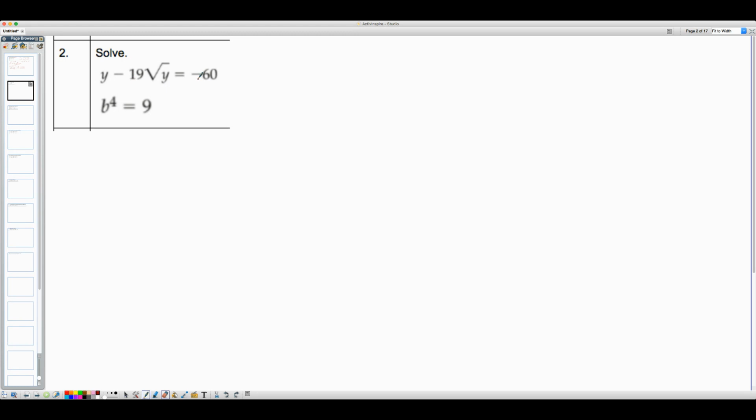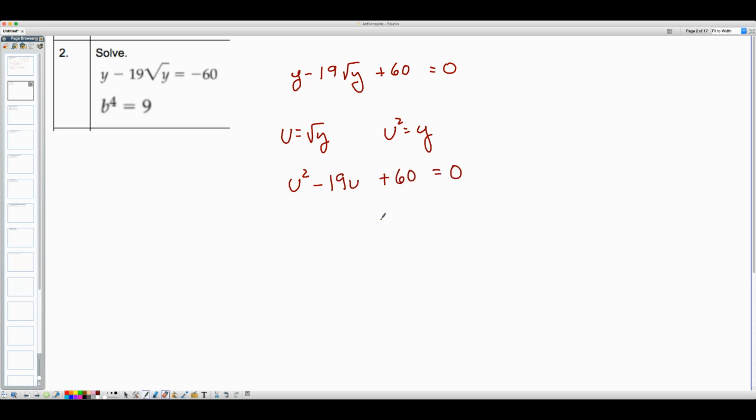Here we're supposed to solve this. And so I'm going to rewrite this, setting it equal to 0. I have y minus 19 root y plus 60 is equal to 0. And to do this, I want to substitute in, let's let u equal the square root of y, in which case I would have u squared is equal to y. So I could rewrite this as u squared minus 19u plus 60 is equal to 0.